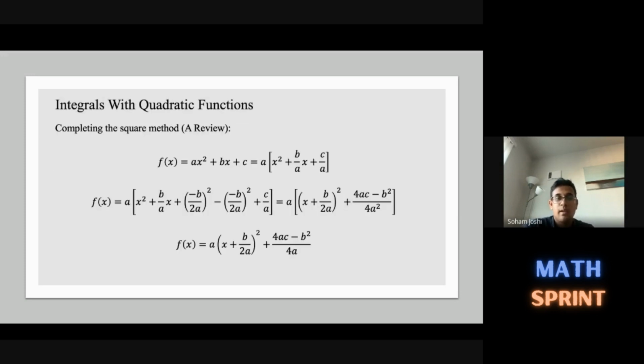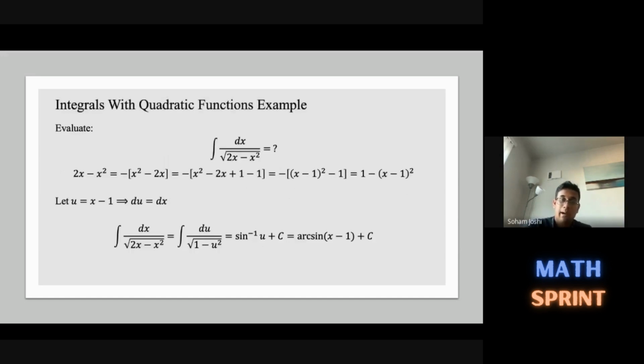Okay, so you may encounter integrals with quadratics. It's useful to use methods like completing the square to make your work easier when evaluating integrals. I've put the method for completing the square here for quadratic equations of the form ax squared plus bx plus c. This is a concept you should understand already. I would recommend that you revise this concept a little if you can't recall it.